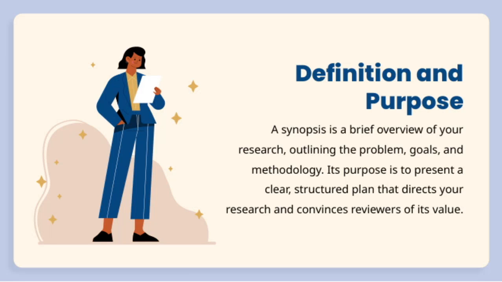A synopsis is essentially a brief overview of your research project. It outlines the core problem you're addressing, the goals you aim to achieve, and the methodology you'll use to reach those goals. Its main purpose is to give a clear and structured plan that guides your entire research process. By doing this, it helps reviewers understand your project at a glance and convinces them of its value and significance. Think of the synopsis as a roadmap. It's there to ensure everyone is on the same page from the start.